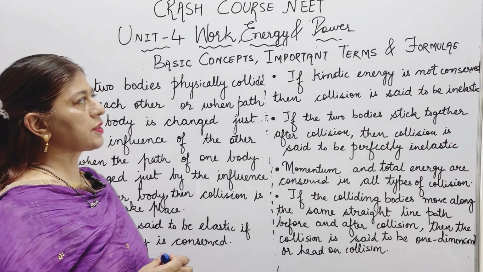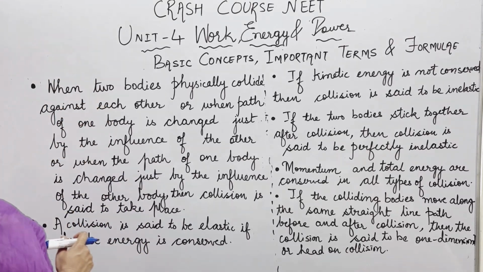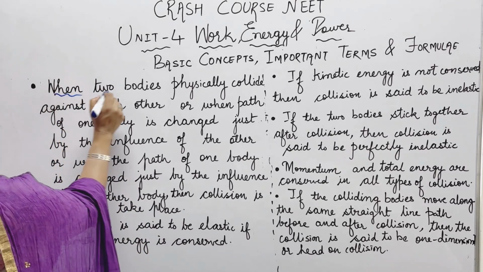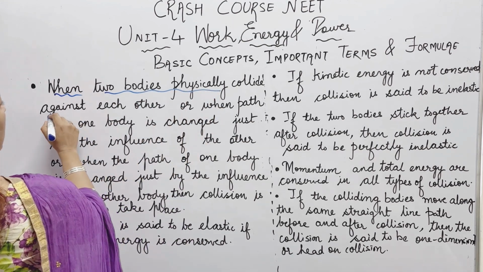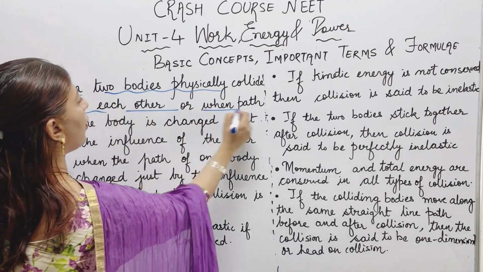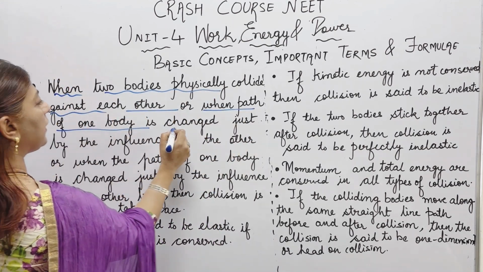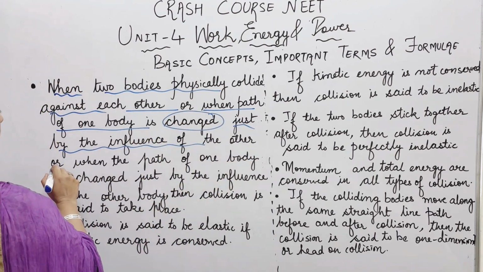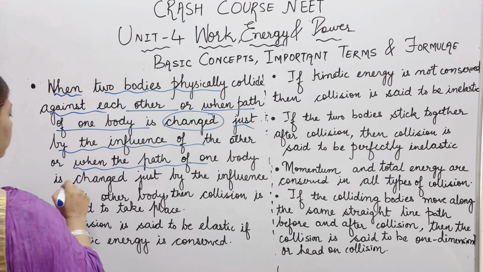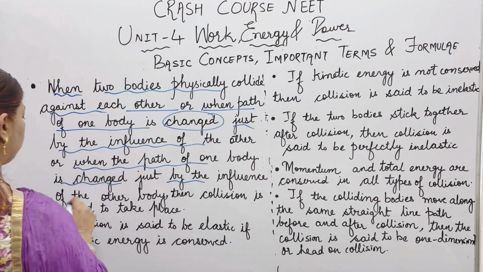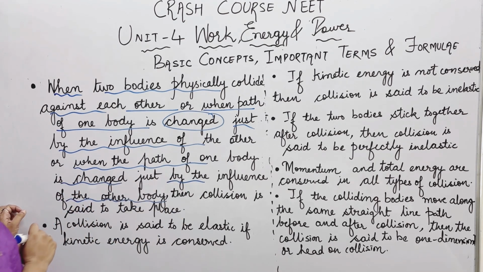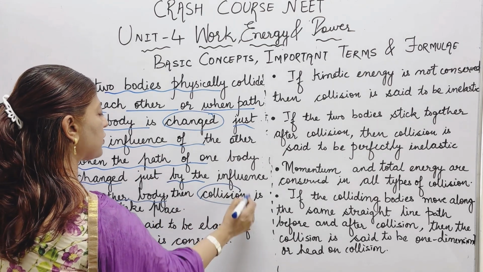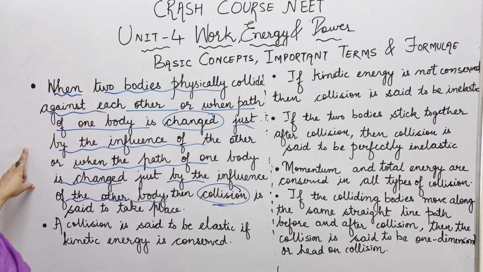यहाँ पर हम बेसिक कंसेप्ट्स ले रहे हैं कोलिजन से रिलेटेड, जिसमें पहला है: when two bodies physically collide against each other, or when the path of one body is changed just by the influence of the other body, in either case, the collision is said to take place.